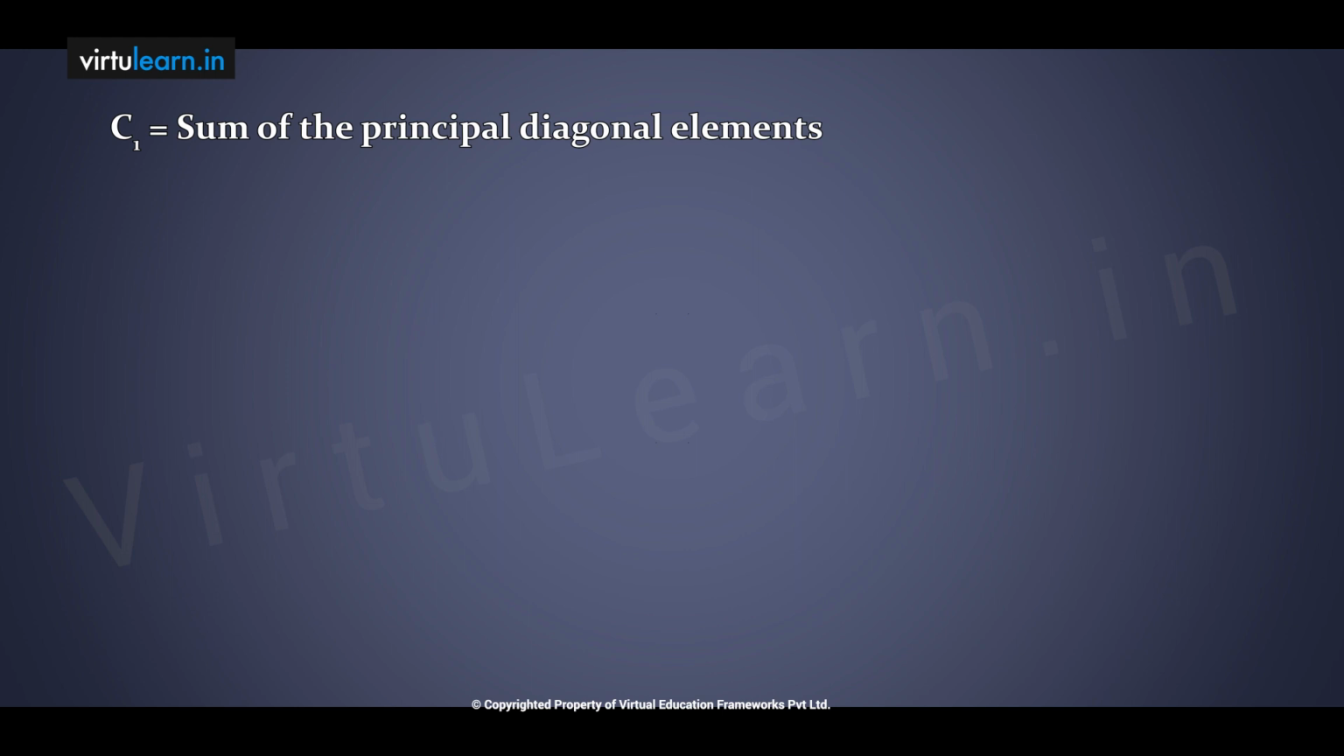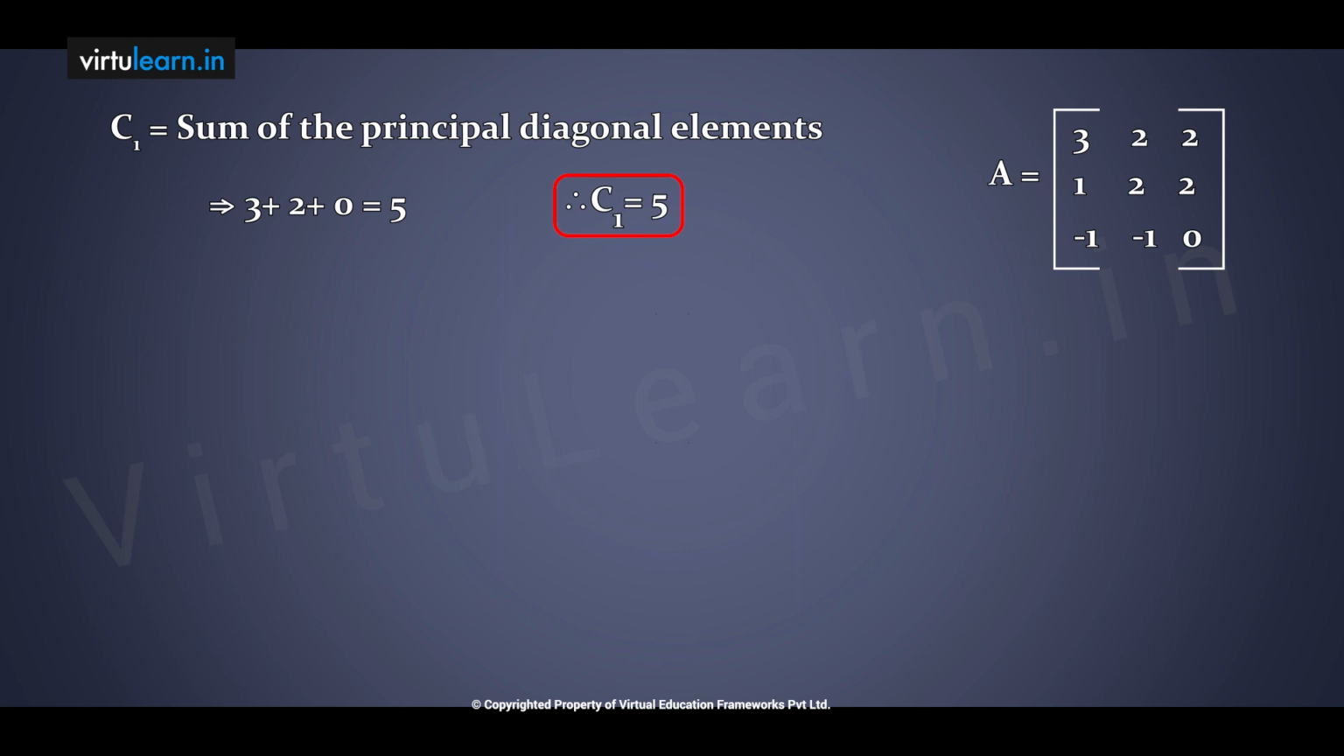Now 3, 2, 0 are the principal diagonal elements. Now you add all these elements. 3 plus 2 plus 0 equals 5. Therefore, C1 equals 5.